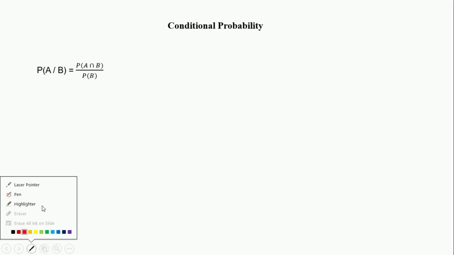Now I am going to explain conditional probability. Probability of A given that B already happened. Here they are saying that B already happened, and if so, then what is the probability of A? This formula becomes more clear with the help of a Venn diagram.